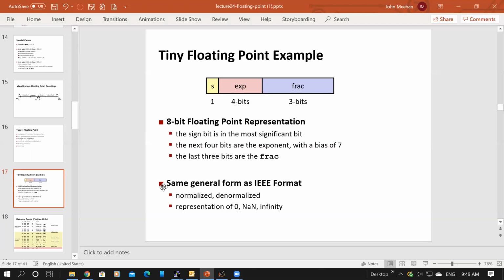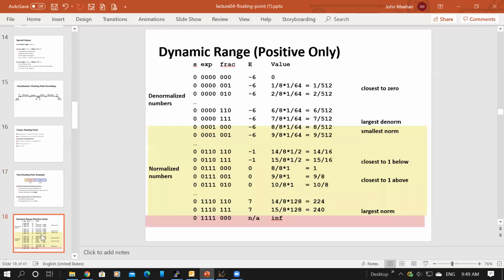We'll start looking at some examples and see how these encodings shake out and how you get your zero values and your denormalized values and your normalized numbers and see how they work out. Okay. So we'll go through all this Monday. We'll do it with a small 8-bit representation so we can actually write the numbers down conveniently.